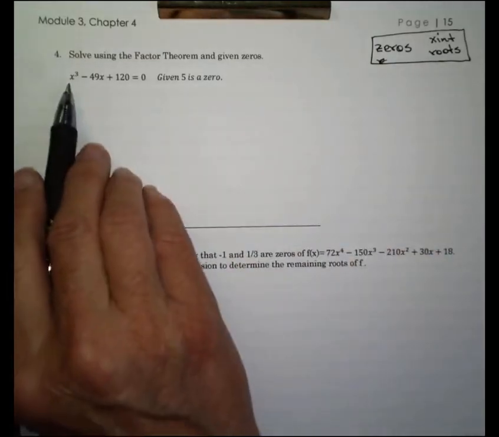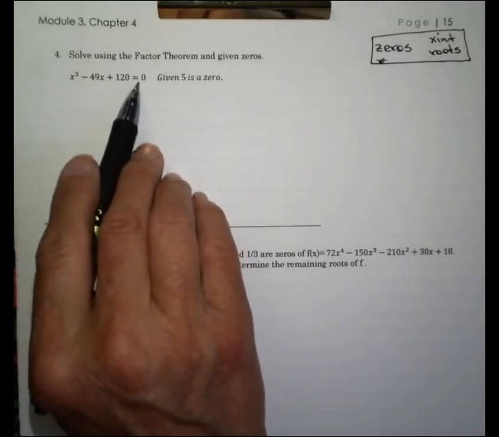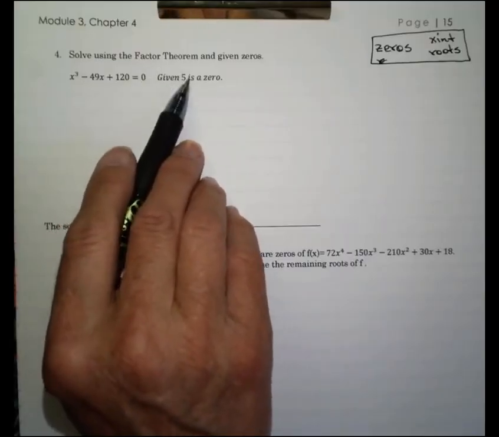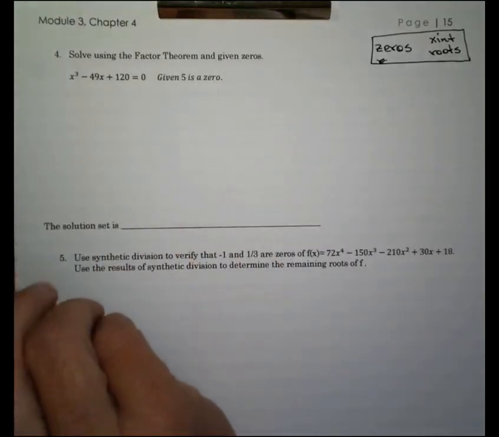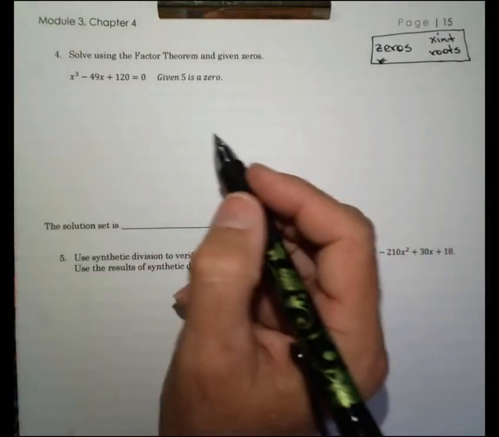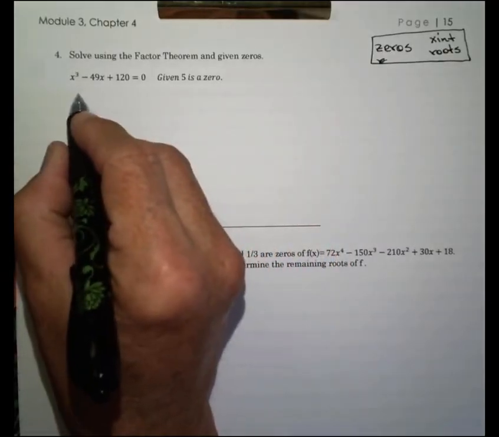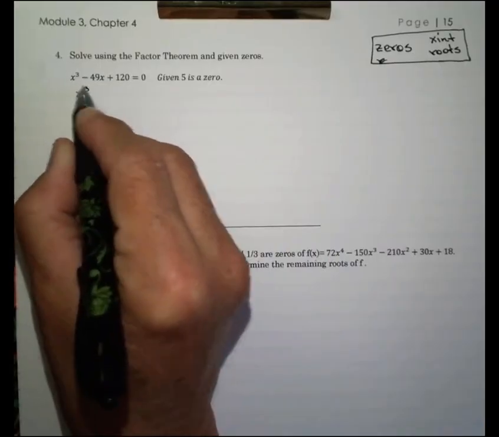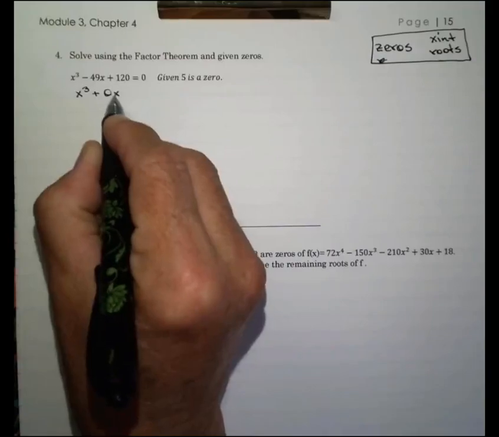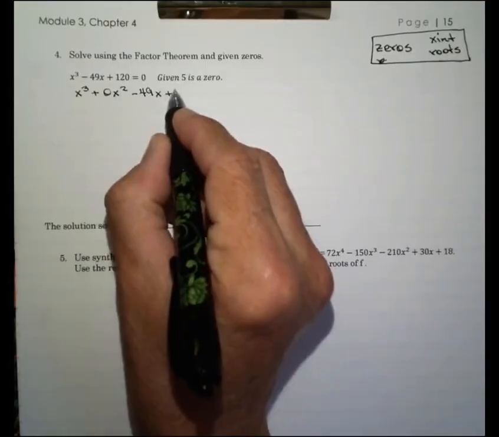So what we have is x cubed minus 49x plus 120, set equal to 0. And it says solve this, assuming that 5 is one of the zeros of this function or this equation. Now, we're going to have to do some division. I've got x cubed, and then plus 0x squared minus 49x plus 120.